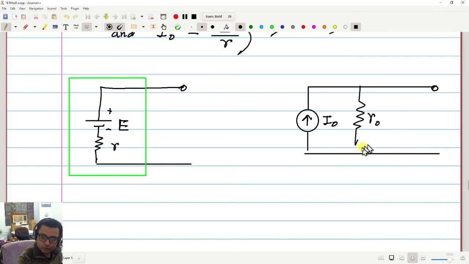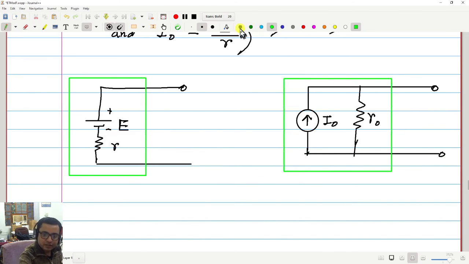These two together is my practical current source. Okay? Now let me choose the value of E naught equal to E by R and value of R naught equal to R. This is what I choose. I take a current source whose current value is same as this quantity and resistance is same as this quantity.